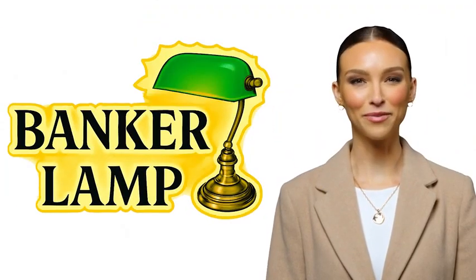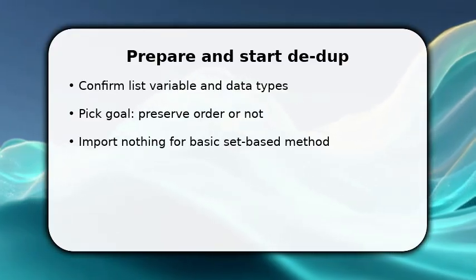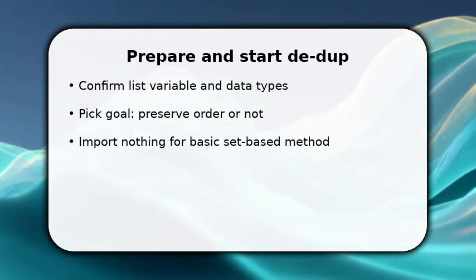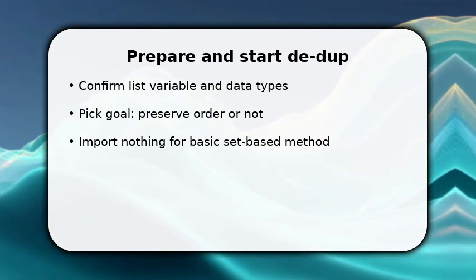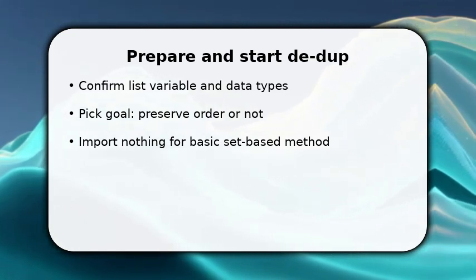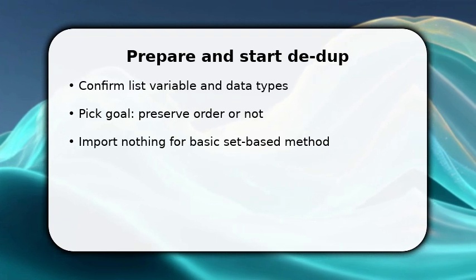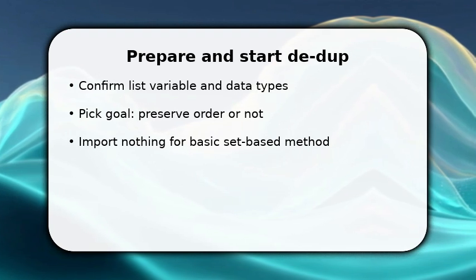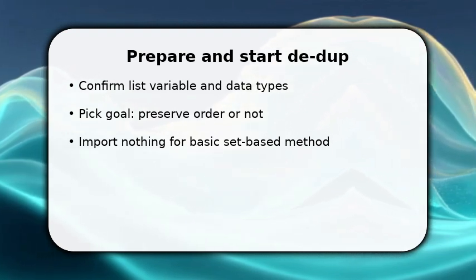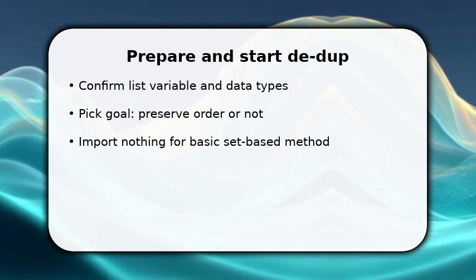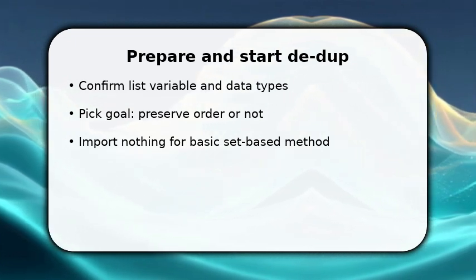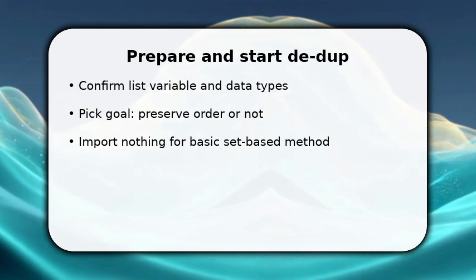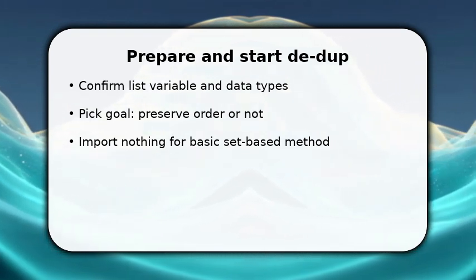Please enjoy the video. You begin by checking the list you have and deciding whether order matters. If order does not matter, converting the list to a set is the fastest path because sets remove duplicates by design. Once you confirm types are hashable, strings, numbers, tuples, assign new_list = list(set(old_list)). Make sure to reassign if you need the list variable unchanged elsewhere. This step is immediate and efficient. You now have a deduplicated collection, but probably without original ordering.